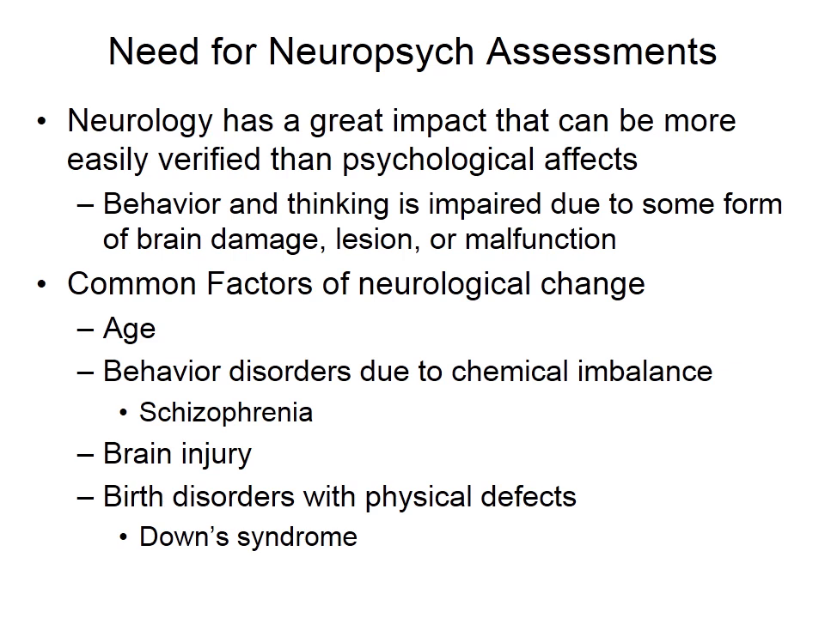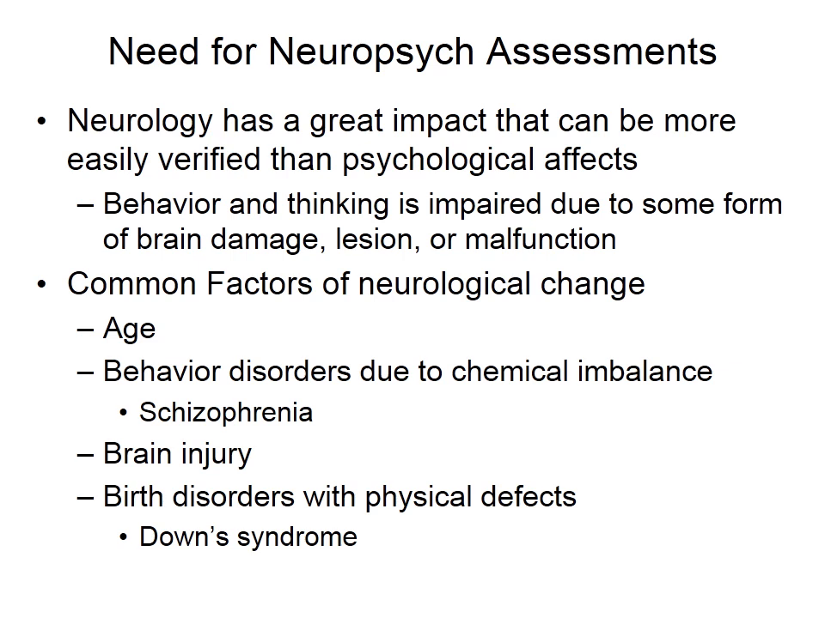So the need for neuropsychological assessments: it has a great impact and can be more easily verified than psychological effects. So the first thing is that if there is a neurological problem, a physical structural problem in either the brain or the nervous system that could impact behavior, these impacts often can be very severe. So a lot of the more severe psychopathologies that we can think of, such as schizophrenia, definitely have a neurological or physical component. Also, a lot of severe learning disabilities have a physiological, in other words, a neurological component.